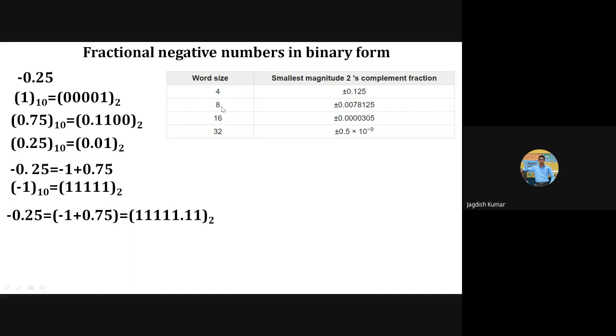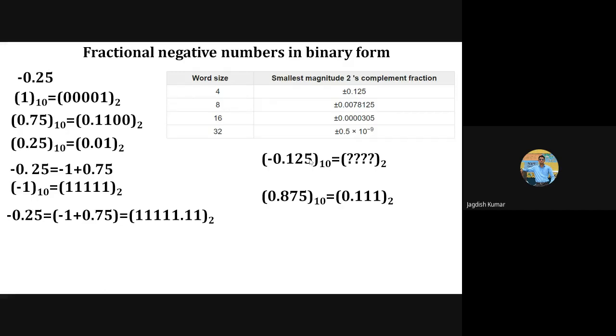Similarly, when you go to an 8-bit machine, you can represent a smaller smallest number, of this order. Now the question is, how do we find out this order of magnitude of a number which we can represent in a particular machine of a particular word size? For that, let us see the example of this 0.125. Let us ask first, how is minus 0.125 going to be in 2's complement representation?